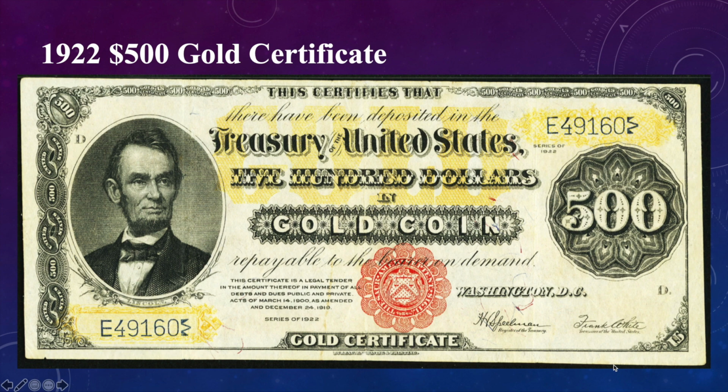In terms of the next note, we've got back to this 1922 $500 gold certificate. Obviously, there's a few small changes to the design, but they're very, very similar in terms of their outward appearance. It's the last large size $500 note made by the United States, and it's pretty collectible, but a lot more affordable than the 1882 counterpart.